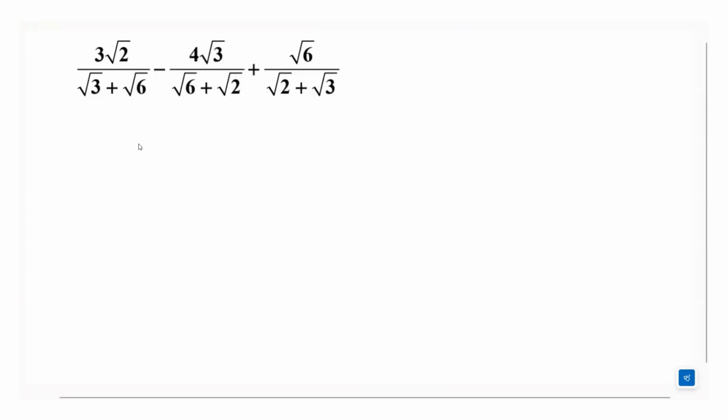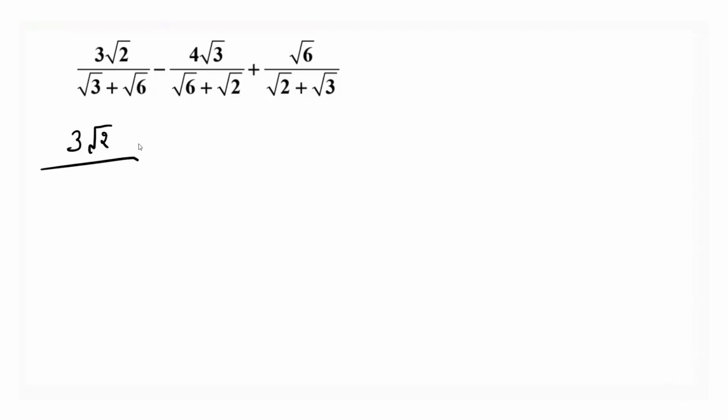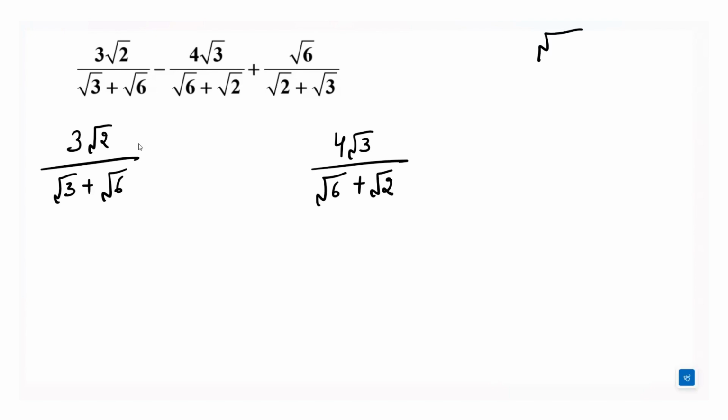We have 3 different questions. First is 3 root 2 over root 3 plus root 6. First we will solve this. Then 4 root 3 over root 6 plus root 2. We will solve this. Then root 6 over root 2 plus root 3. We will solve this.